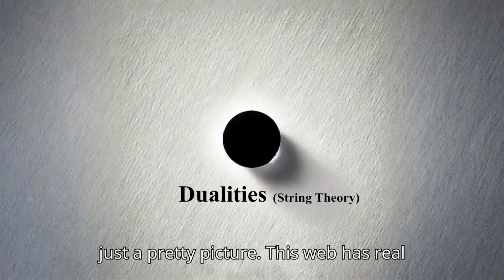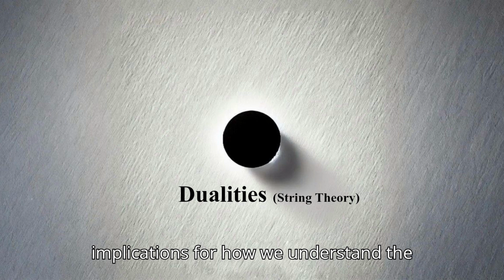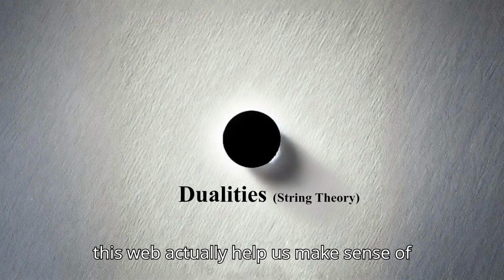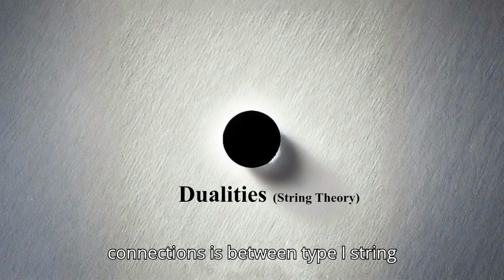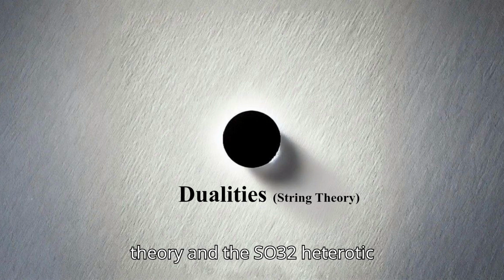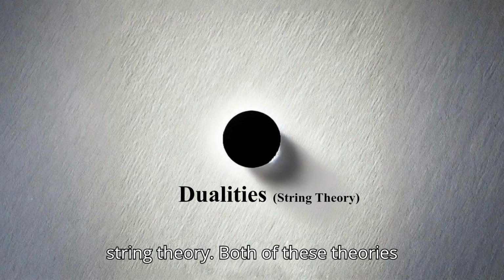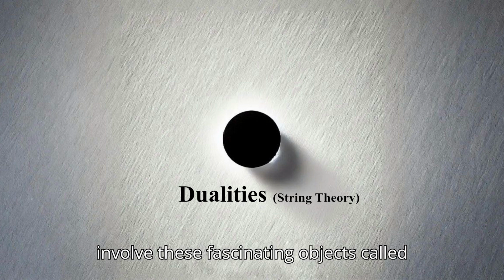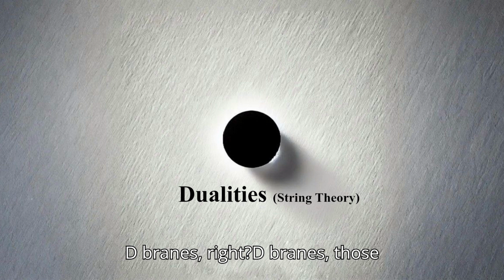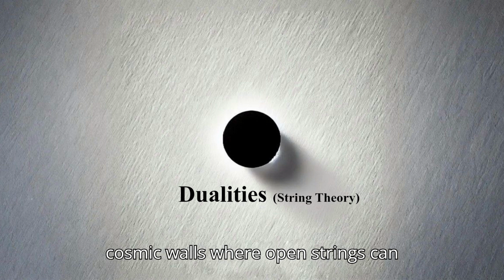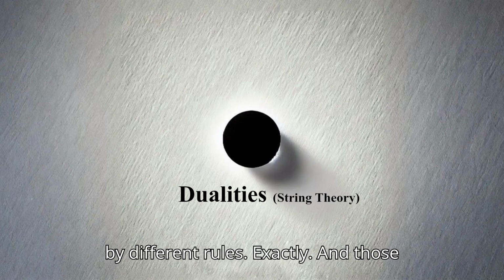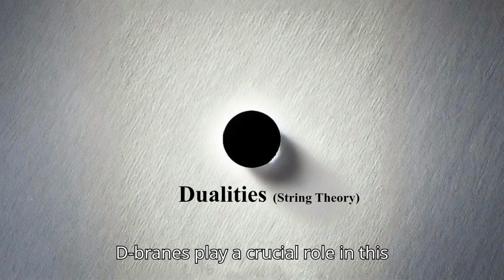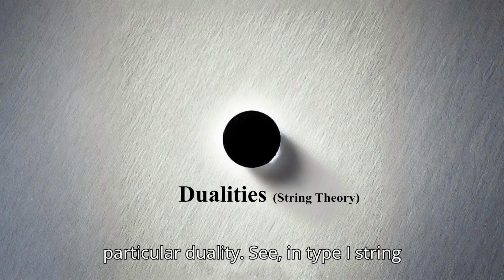And it's not just a pretty picture. This web has real implications for how we understand the universe. Give me an example. How does this web actually help us make sense of things? Well, remember those cousin string theories we talked about? One of those connections is between type I string theory and the SO(32) heterotic string theory. Both of these theories involve these fascinating objects called D-branes. Right, D-branes. Those cosmic walls where open strings can attach, but closed strings can pass right through them. It's like they're playing by different rules. Exactly. And those D-branes play a crucial role in this particular duality.